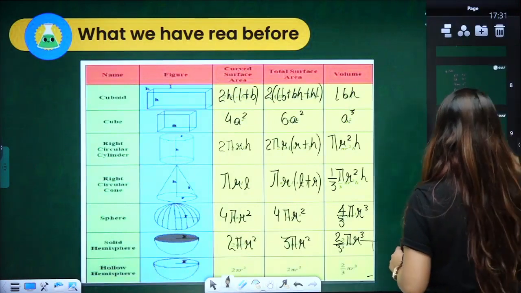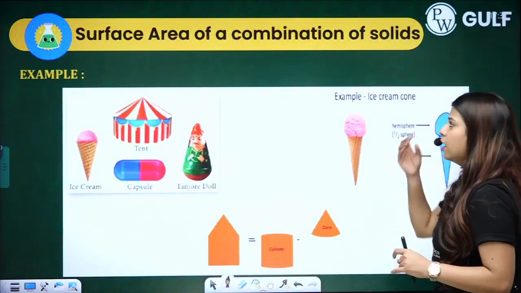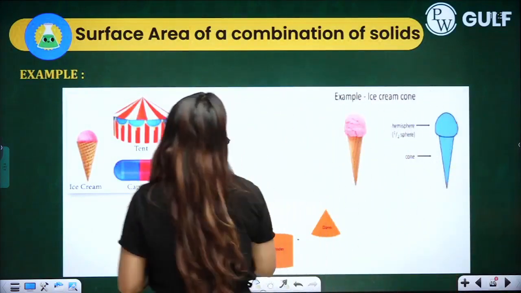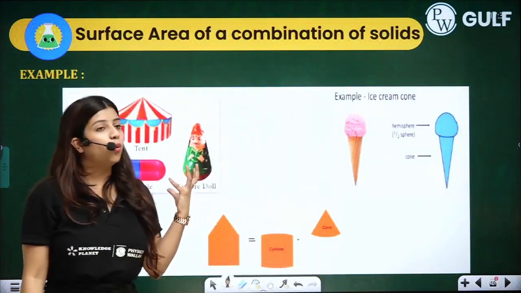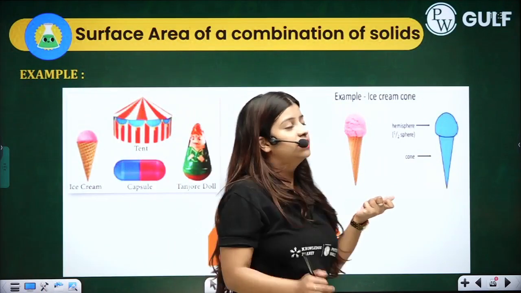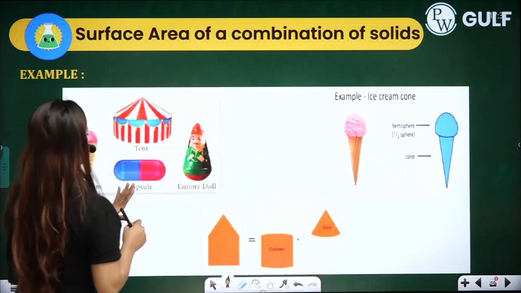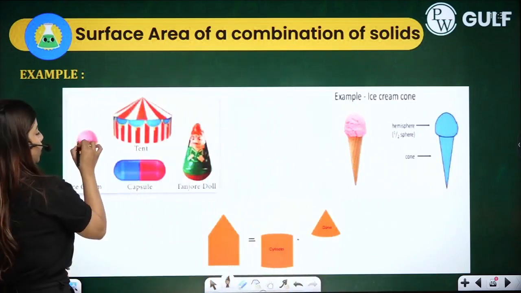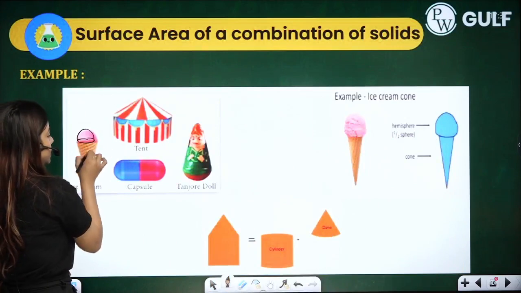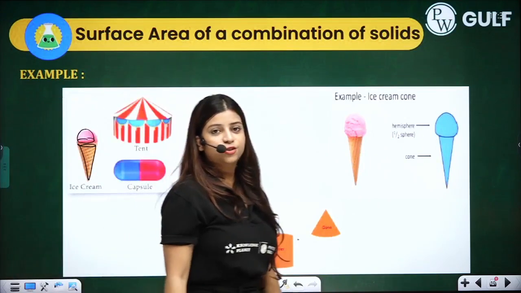Let's see the type of questions. Right, so basically surface area of a combination of particular solids. What is needed over here is, you might see certain figures that are a combination of things. For example, in the very first one, this ice cream cone is a combination of a hemisphere and the cone that is attached, right?